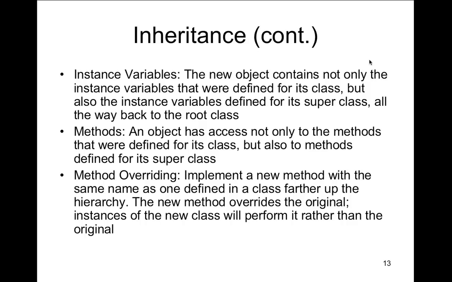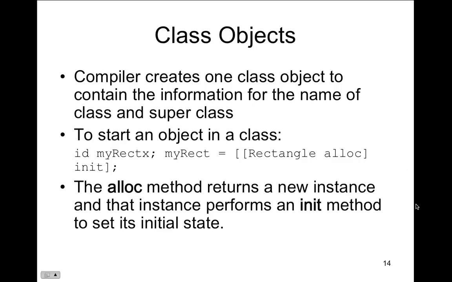And methods, an object has access not only to the methods that were defined in this particular class, but those that were defined in all the other classes above it, the superclasses above it. So it inherits all the methods as well. Method overriding also exists. It's the same concept that exists in C++ as well. So in terms of method overriding, you implement a new method with the same name as the one defined in the class farther up the hierarchy. The method overrides the original. Same true for C++. Instances of the new class will perform that method rather than the original method. I sometimes say overwriting, but it's really overriding. But really, what are you doing? You're overwriting. So overriding, same concept.